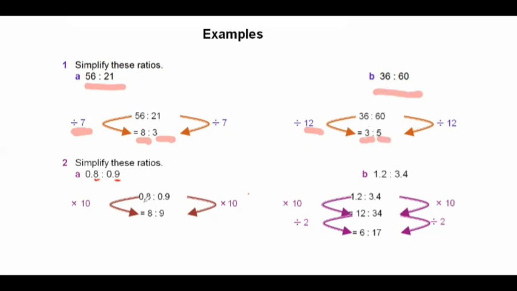When we are simplifying ratios in decimal form, if there is a single digit, we multiply by 10. So 0.8 multiplied by 10 is 8, 0.9 multiplied by 10 is 9. So the simplified form of 0.8 to 0.9 is 8 is to 9. Same thing we did here. 1.2 is to 3.4, multiplying by 10, we got 12 is to 34. Again, the HCF of 12 and 34 is 2. Dividing by 2, we got 6 is to 17. So that is how we have learned to simplify a ratio to the simplest form. Now let us understand furthermore.